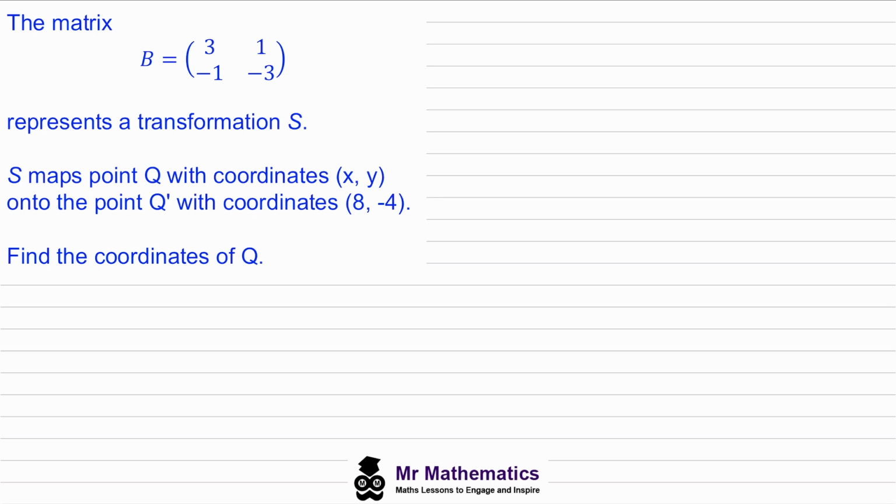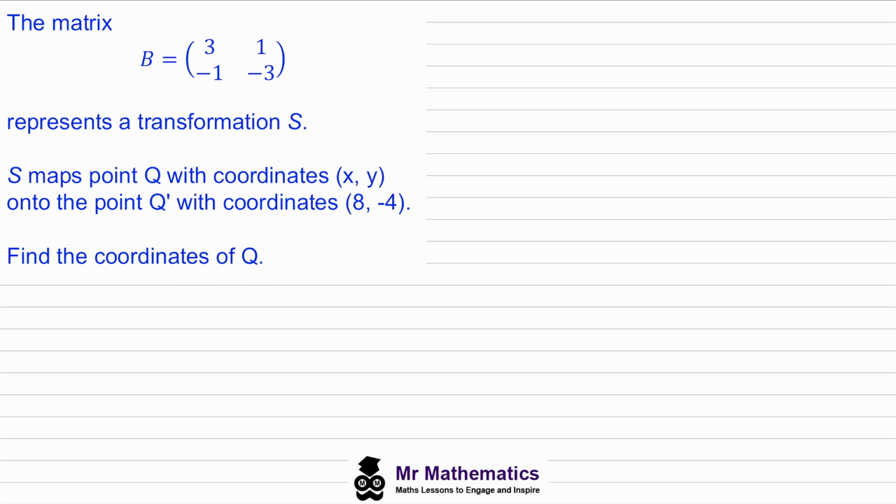So in this question, we're told that the matrix B, which has elements 3, 1, -1, and -3, represents the transformation S. And S maps the point Q, which is our object, with coordinates x, y, onto the point Q dash, which is our image, with coordinates 8 and -4. We've been asked to find the coordinates of our object.